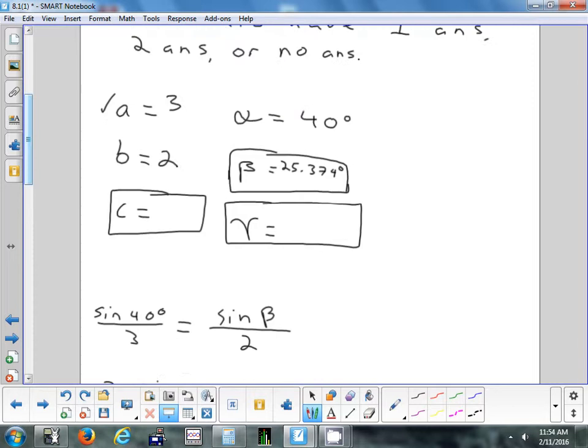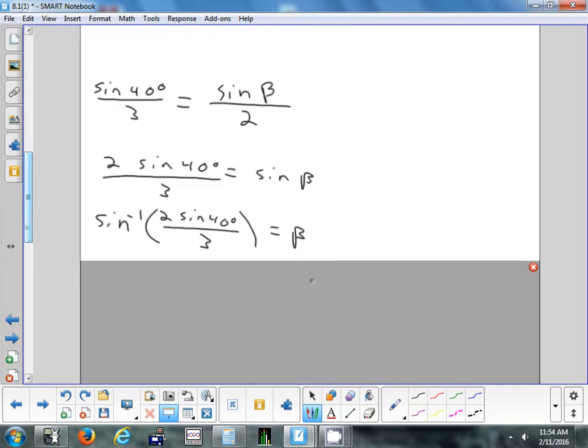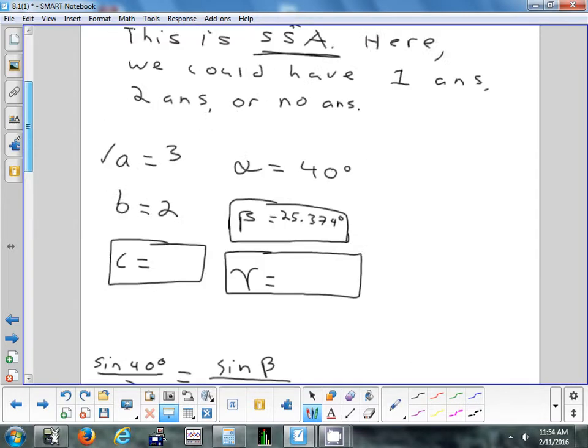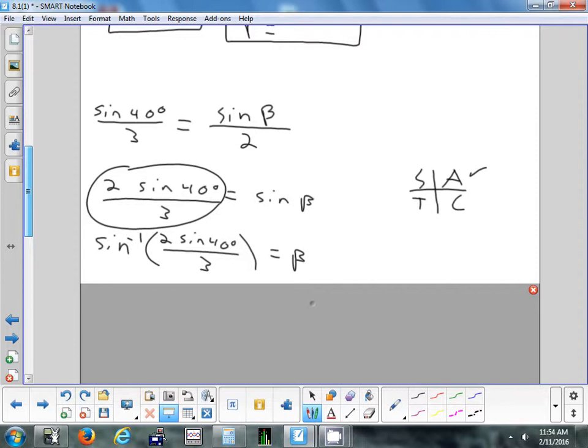So we were looking for where sine equaled, what kind of number is that, positive or negative? It's positive. We just got the answer 25.374. Where would our other answer be? In quadrant 2. In fact, this is always going to be positive because you're always going to have a positive side. And in these kind of triangles, your angles are always between what 2 numbers?